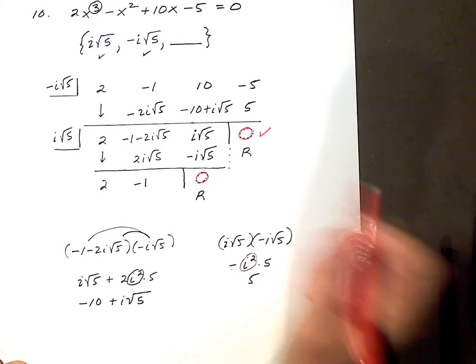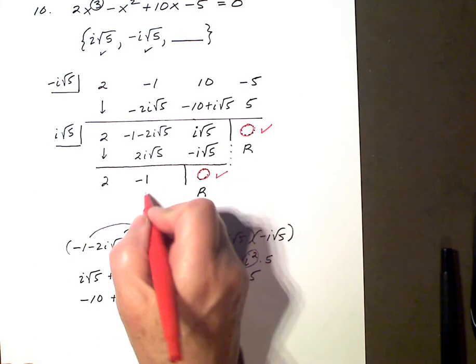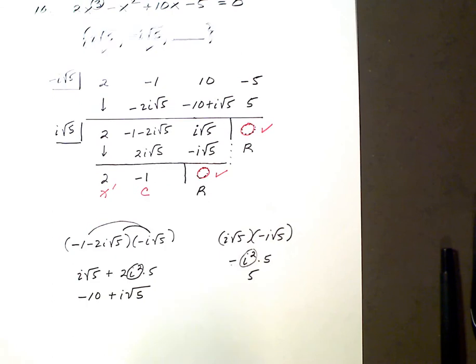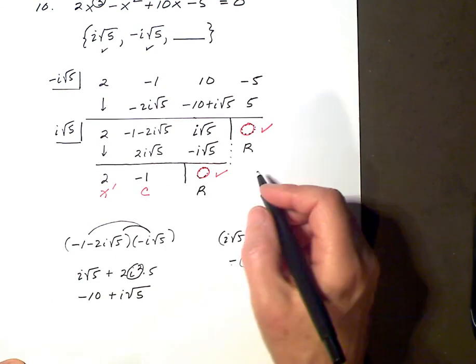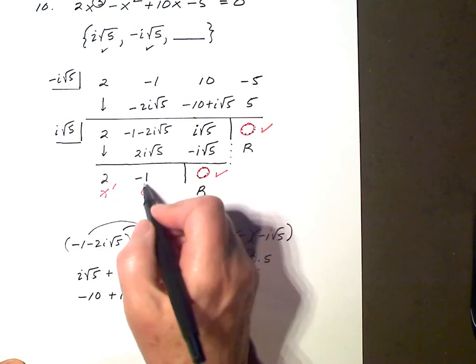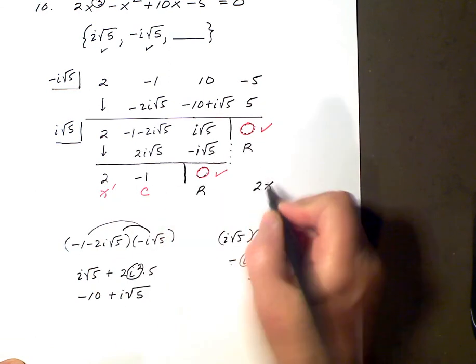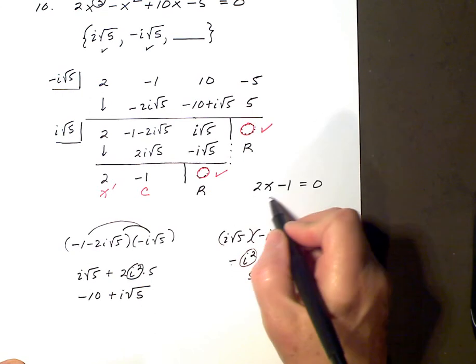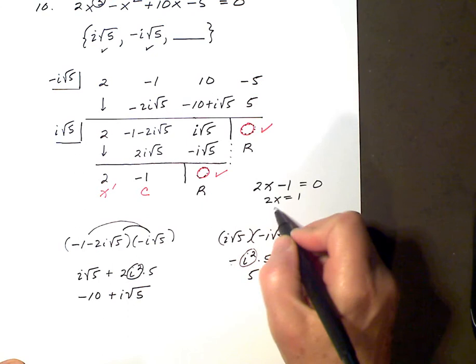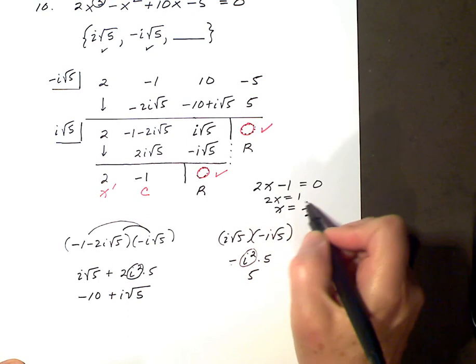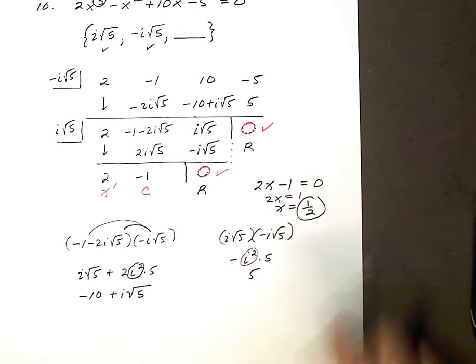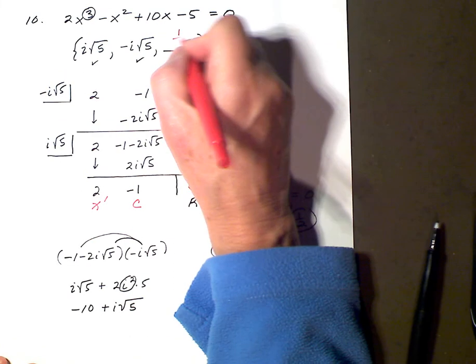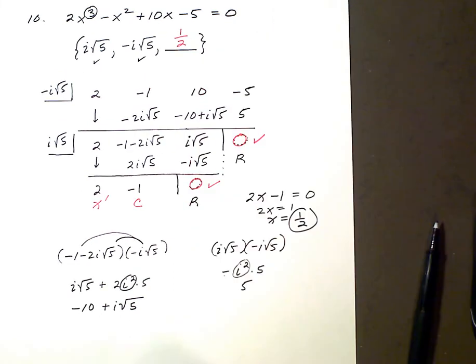So that's good. Now, this will be a constant, and this will be an x to the first. So my depressed equation in this case is linear. My depressed equation is 2 times x minus 1, and I set that equal to 0, and 2x is 1, so x is 1/2. So that's my third root. It's a rational number, positive 1/2. So anyway, that's it.